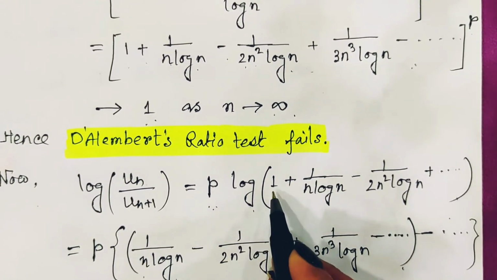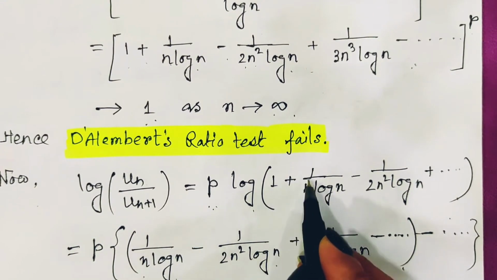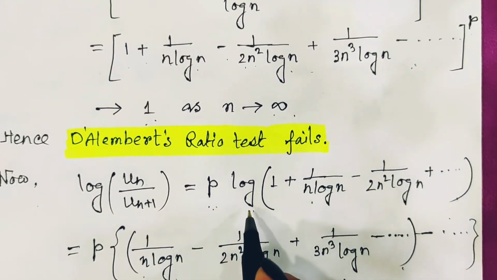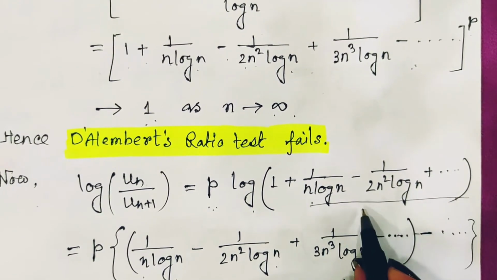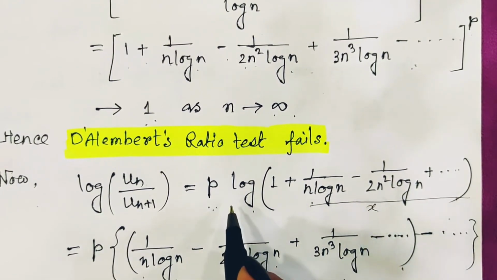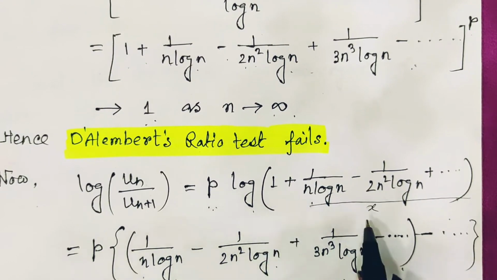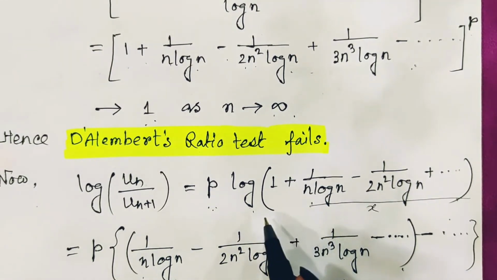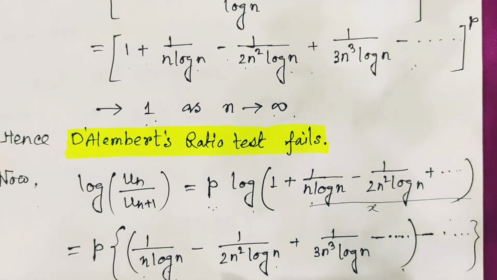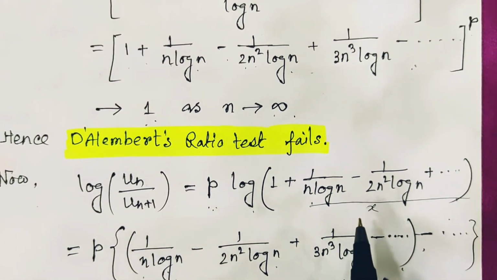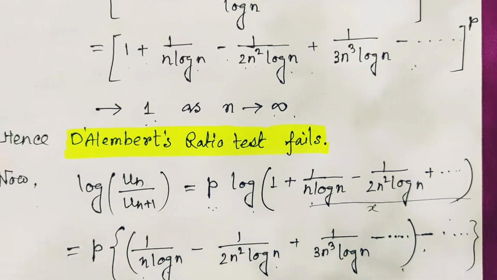Just think of 1 as the first term and plus the entire thing as x, so that we can assume log 1 plus x. This entire portion, if we assume as x, then the actual series is log of 1 plus x. So what is the formula for log of 1 plus x for expansion? It is x then minus x square by 2, like this. So we just expand accordingly.